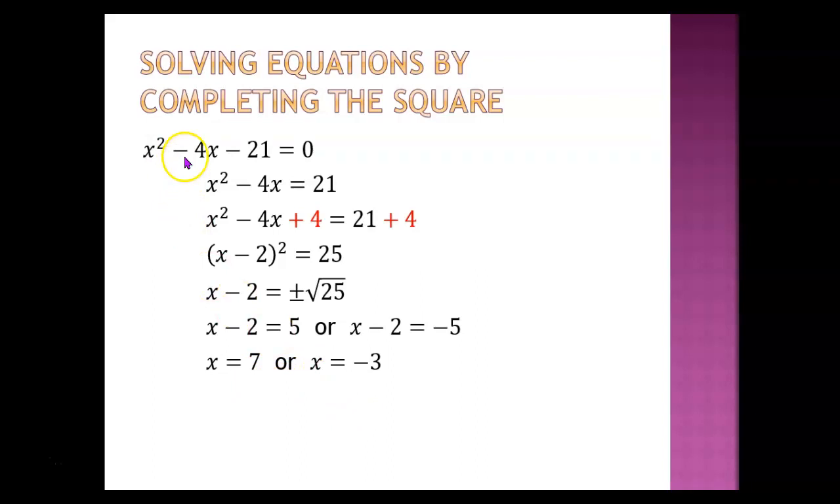Now we could have solved this by factoring. This can be factored. You can solve it that way, and you would have gotten the same answers, 7 and negative 3.